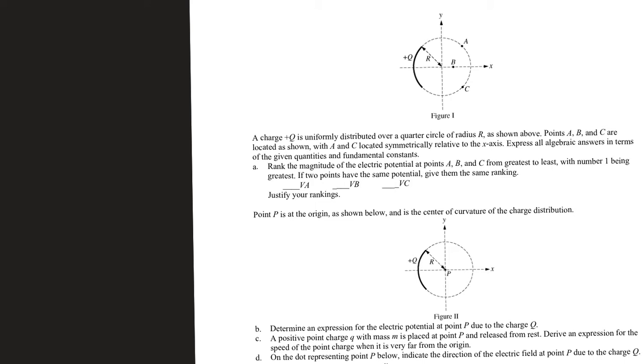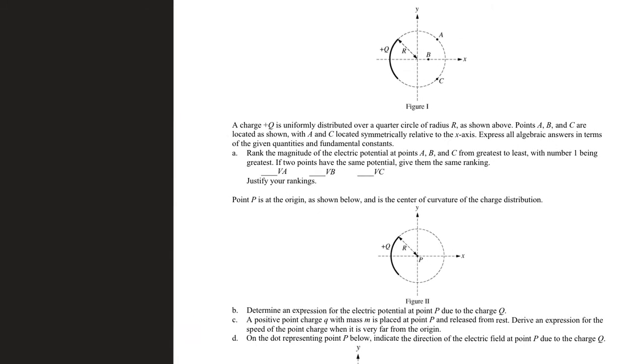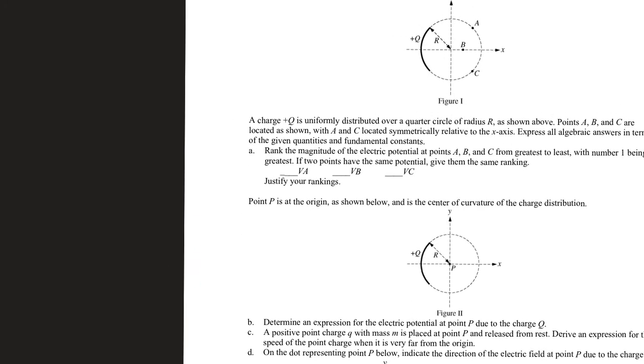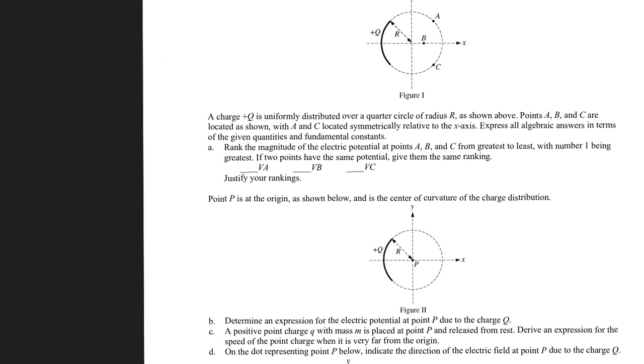Since a charge Q is uniformly distributed over a quarter circle of radius r as shown above, points A, B, and C are located as shown with A and C located symmetrically relative to the x-axis. Express all algebraic answers in terms of given quantities and fundamental constants. All right, not a problem. It says rank the magnitude of the electric potential at A, B, C from greatest to least, with number 1 being the greatest, and if any 2 points are the same, give them the same ranking.